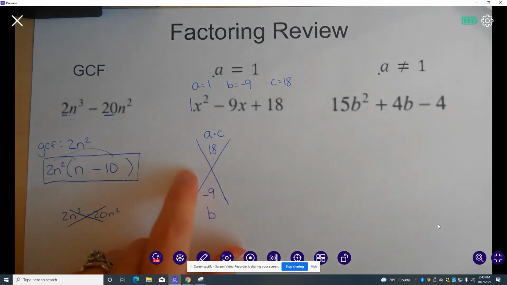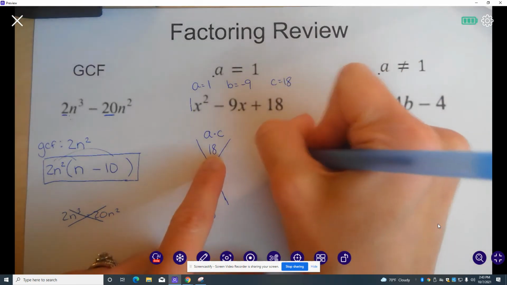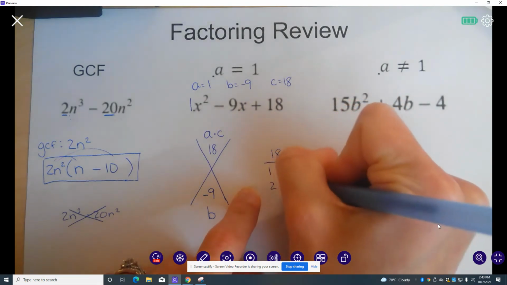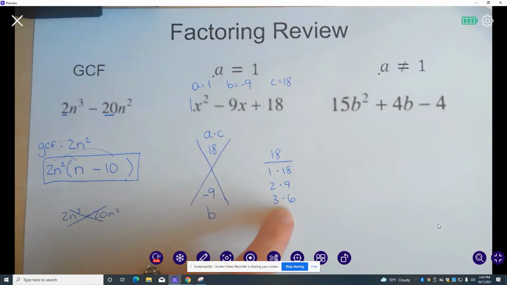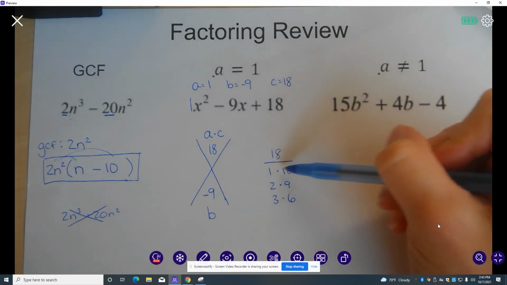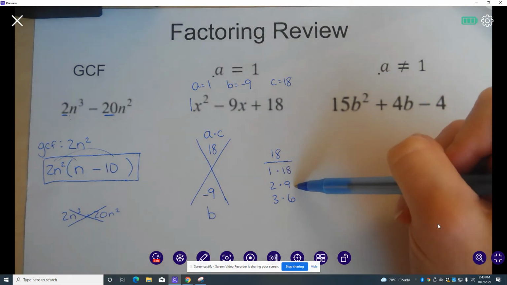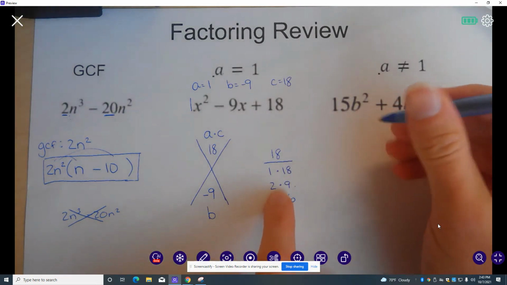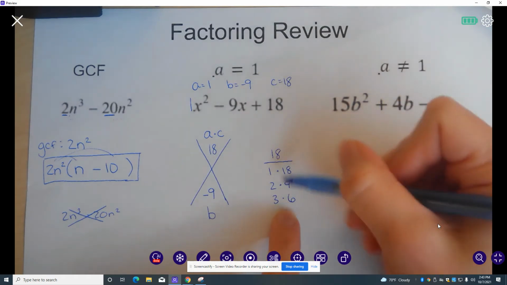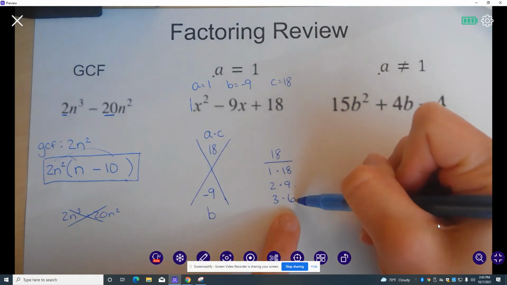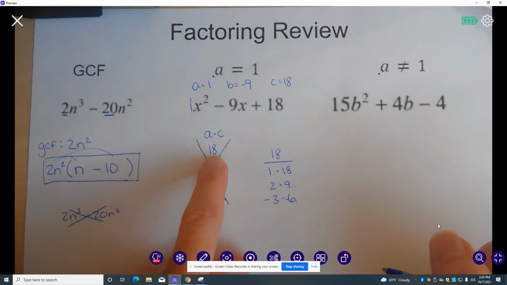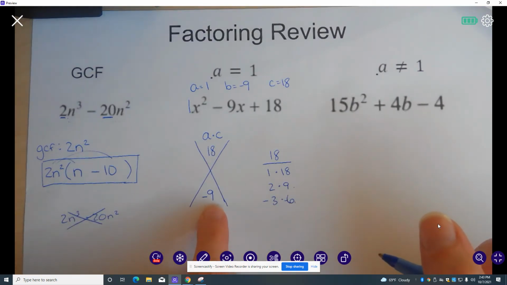So if you can't do this in your head, you can always start with 18 and make a list of the factors of 18. 1 times 18, 2 times 9, 3 times 6. So you're looking, which of these pairs could we multiply to get 18 and add to get negative 9? Well, none of these will add to get negative 9 unless I make them negative, right? So negative 3 times negative 6 is still positive 18. But when I add them, I get negative 9.